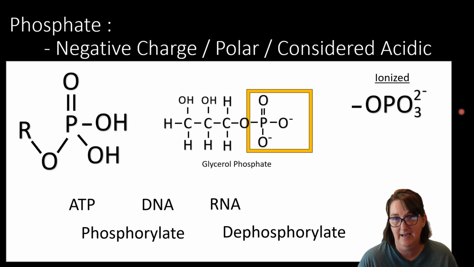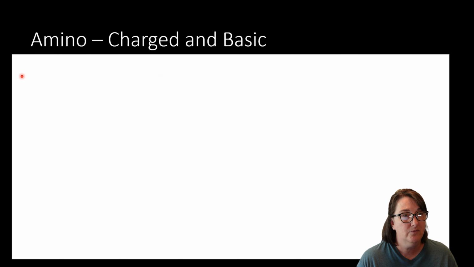If I see it ionized, I can see it here. I have a 2-. This is telling me that my 2 hydrogens have left. So I'm going to be ionized. Last one is amino. I believe this is the last one, I think it is. Okay, your amino group is going to be charged and basic.